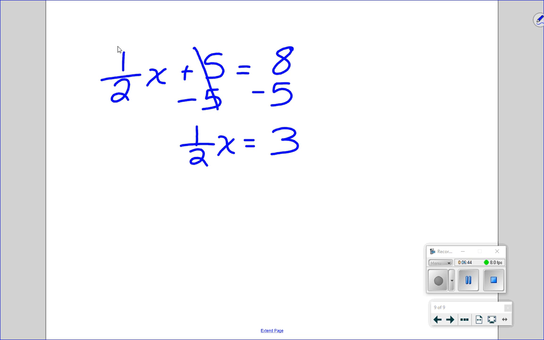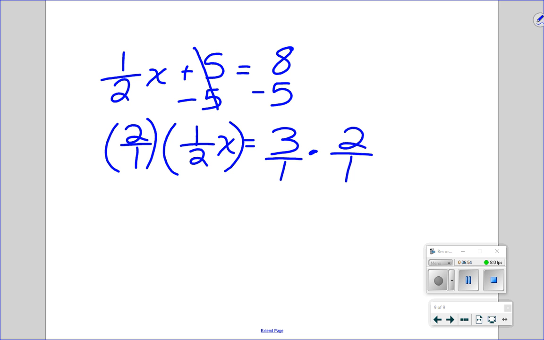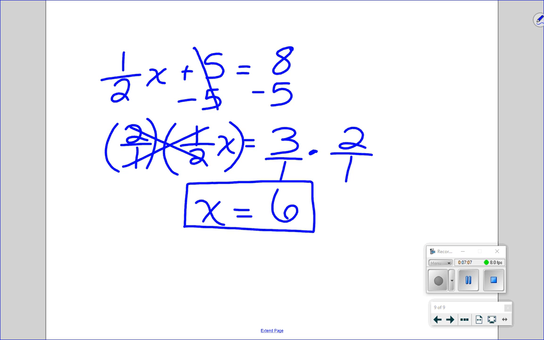And this is the step where I multiply by the reciprocal. So you multiply both sides by the reciprocal of 1/2, which is 2/1. Write any whole numbers over 1. Here, the 1's and 2's cancel out. I'm left with just an x. And then I multiply straight across. So I get 6/1, but I don't have to write over 1. 3 times 2 is 6. That's my answer.